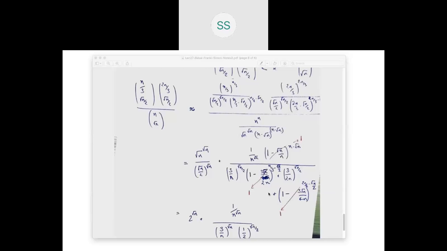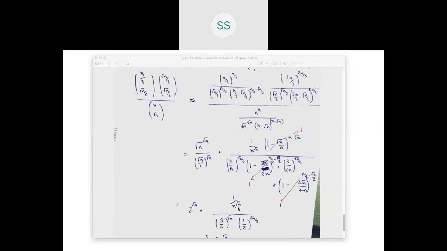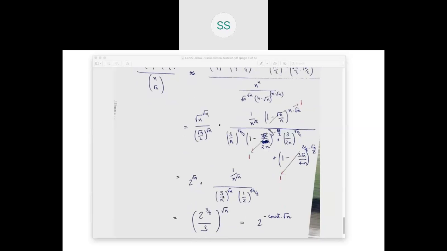So what really remains? By the way, here this boils down to 2 power square root n. And what really remains here is this 1 by n power square root n, 3 by n power square root n, and 1 by 2 power square root n by 2. So the n power square root n cancel, 3 by square root n in the denominator, 2 by 2 power square root n, and 1 by 2 power square root n by 2. So we have this.